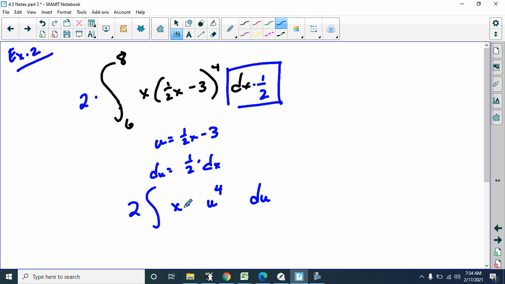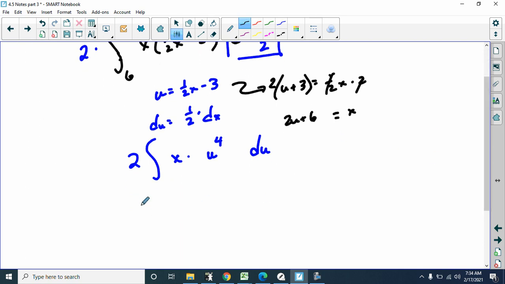So we need to replace this x. We can do that by solving this u equals equation. So that would say u plus 3 equals 1/2 x. Multiply both sides by 2. And we get x equals 2u plus 6. So when I go to change to u's, it looks like this. 2u plus 6 times u to the 4th du.